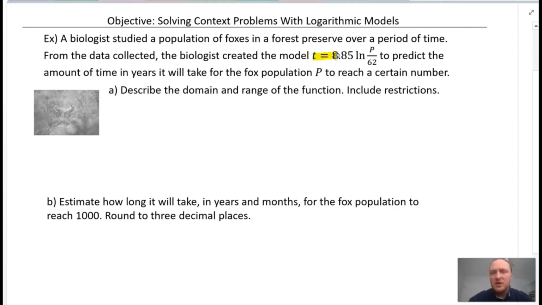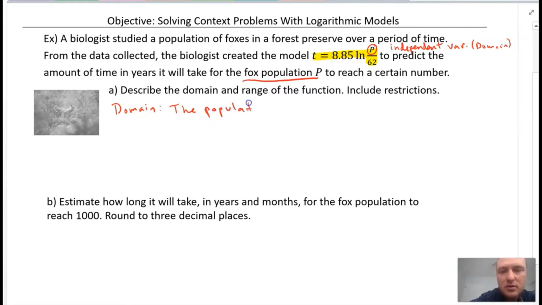So we're given a function, and this is always important in math. So here's our function, and we're told that the model is t equals 8.85 times the natural log of p over 62. It's important to note that p here is your independent variable, which means that this will be your domain. Now what is p? P is the population. Population of what? It's the fox population. So there's our domain, and I can write that here. Domain is the population of foxes. Okay, and they want us to also include restrictions. We'll talk about that in a second.